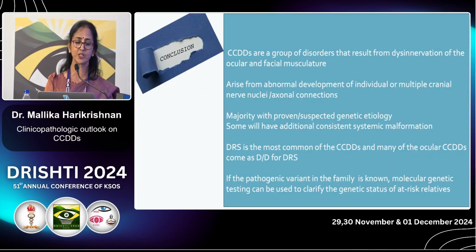So to conclude, CCDDs are a group of disorders that result from disinnervation of the ocular and facial musculature, which arise from the abnormal development of individual or multiple cranial nuclei or their axonal connections, majority with a proven or suspected genetic etiology. Some will have additional consistent systemic malformations. DRS is the most common of the CCDDs, and many of the ocular CCDDs come as differential diagnoses for DRS. If the pathogenic variant in the family is known, molecular genetic testing can be used to clarify the genetic status of at-risk relatives. Thank you.